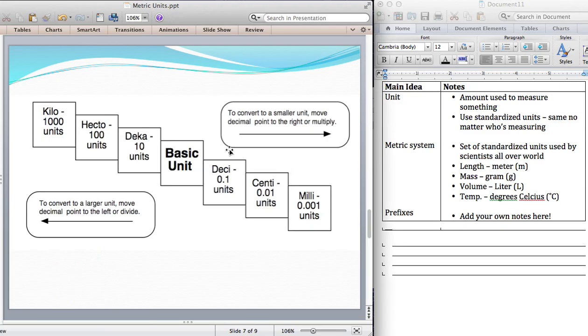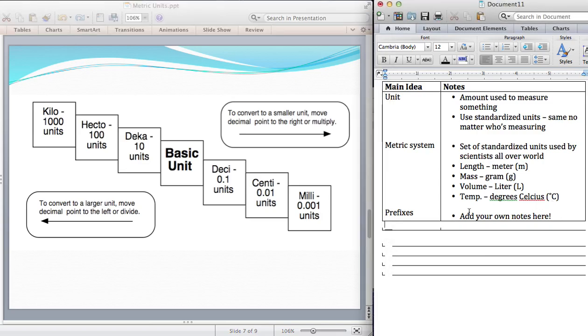So, to convert, we use this ladder. And so this is going to be what you want to get into your notes. This ladder right here. All right, so you're going to want to pause the movie at some point and copy this into your notes for the prefix, under still our prefix's main idea.